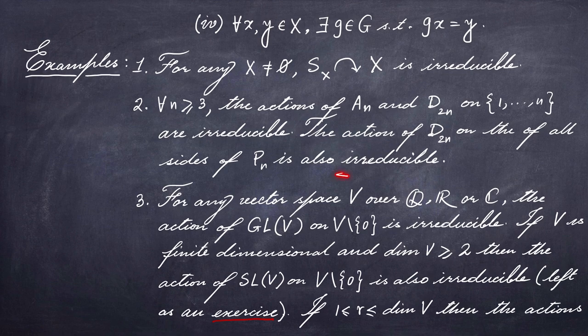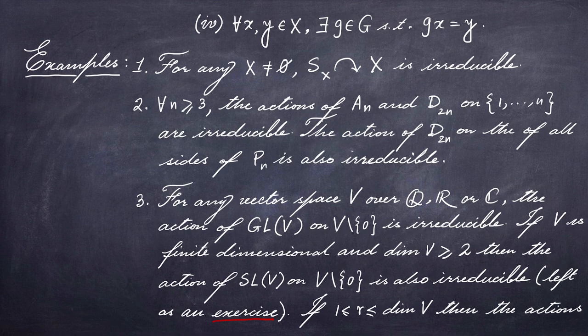So, for example, the action of D_2n on the sides. It's easy to see that by rotations we can send any side to any other side. So geometrically we can visualize that this is irreducible. And of course, to be formal, we have to do it algebraically. As I said, that's left to you. Okay, let's come to the third example.